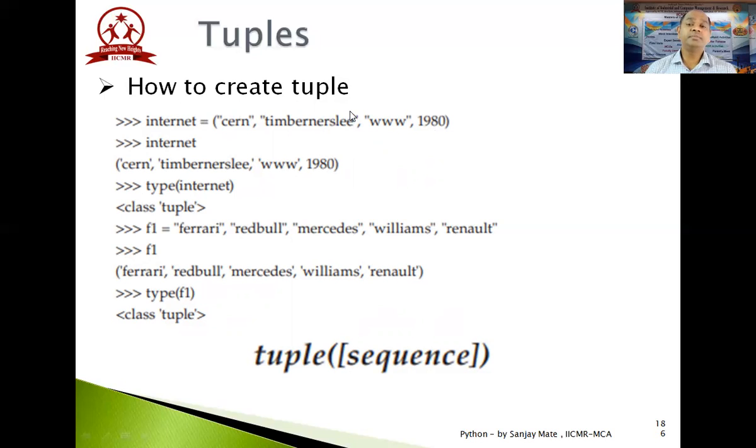Yes, you can create the tuple without providing the round brackets also. So here I am writing F1 is equal to Ferrari, Red Bull, Mercedes, Williams, and Renault. Here I am not providing any round brackets, then also I am creating the tuple. If I write F1, you will get the tuple. So you can create the tuple using this syntax, or you can create the tuple without the round brackets also.